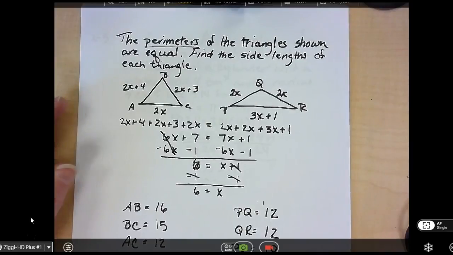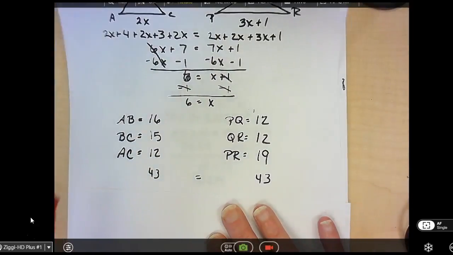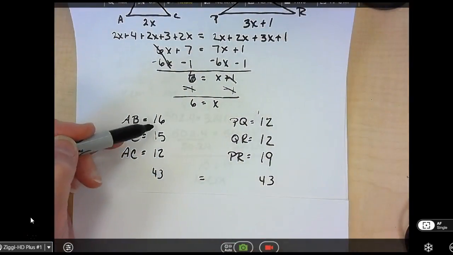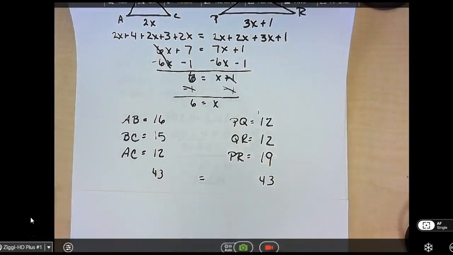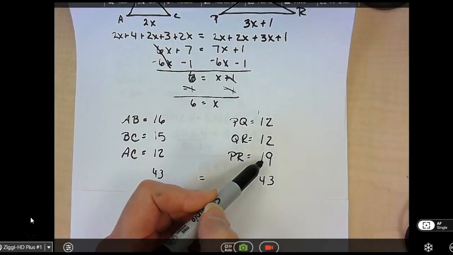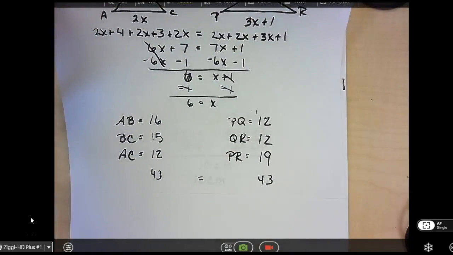And then I can quickly add them all up. 31 plus 12 would be 43. 24 plus 19 again is 43. They do remain equal, so I did solve the problem correctly.